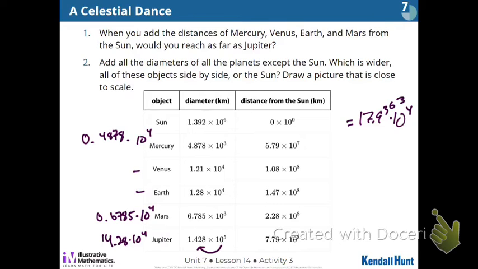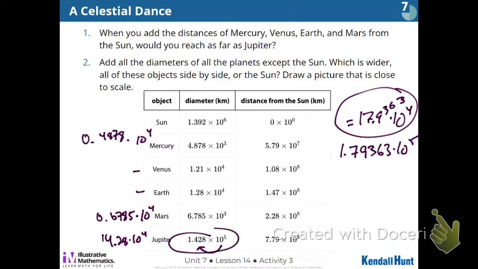So I want to write this in scientific notation. I'm going to use one less factor of 10 on the left, so I need one more factor of 10 on the right. Now I can compare this to Jupiter. This is harder to compare to this. Did you guys notice that? Because this is to the 4th, this is to the 5th. So once I have them both as 10 to the 5th, which one is wider? Oh no, I'm sorry. I'm comparing to the sun.